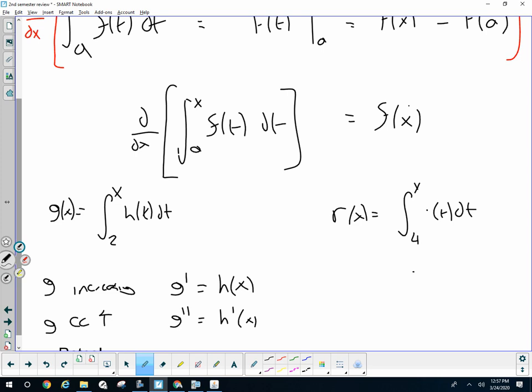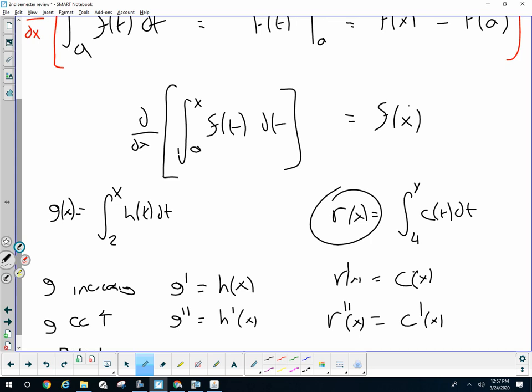You would just say R prime equals C, R double prime would equal C prime. And this is C of x, and this is C prime of x, and this is R prime of x, okay? And you end up answering questions about R. You'll be asked questions about R, asked questions about G, and you'll be given information about H. You'll be given like the function of H. You can look at the areas under H, et cetera, et cetera.